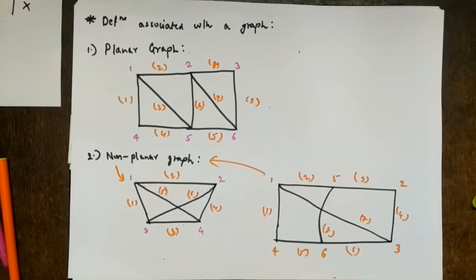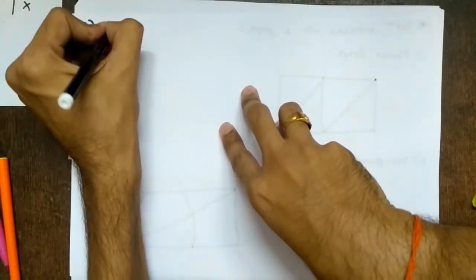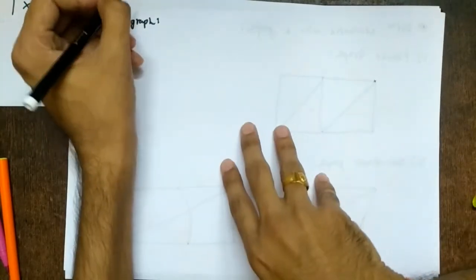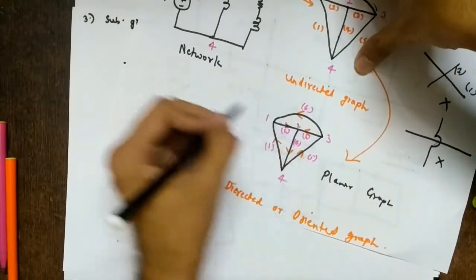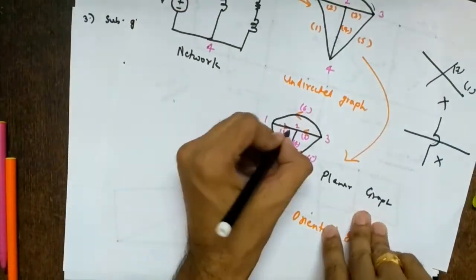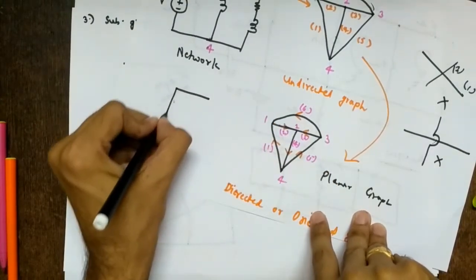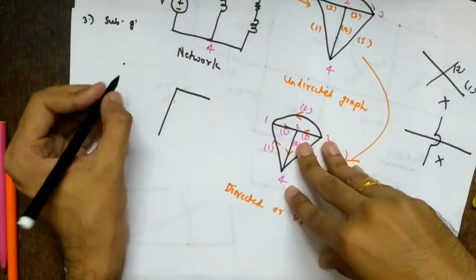So then we have something called a subgraph. So third definition is subgraph. So again let me draw. So I can take the example of this only. So this is a normal graph, right? So if I just draw this part of the graph, that is I just draw this. So what am I drawing? I am just drawing a part of the graph.